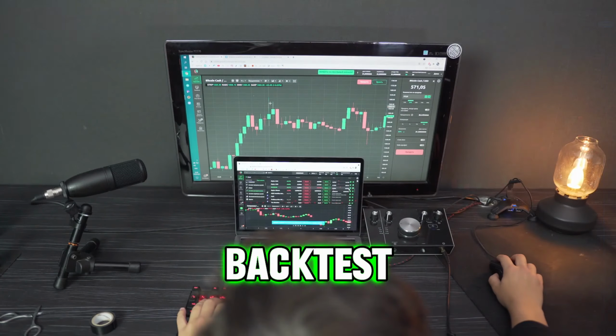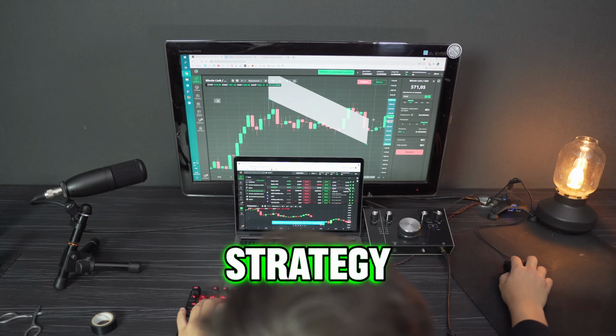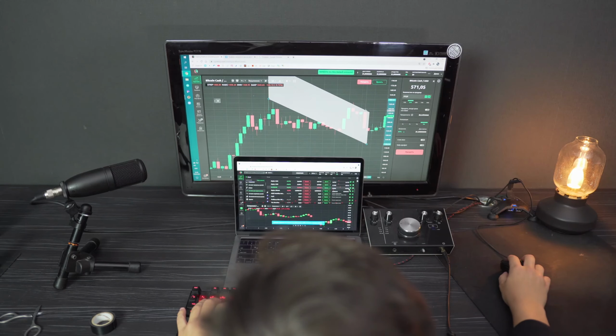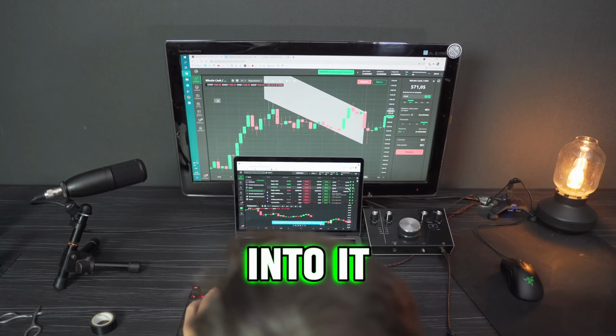Before analyzing the backtest results, let's understand how this strategy works and what indicators are involved. So, let's dive into it!